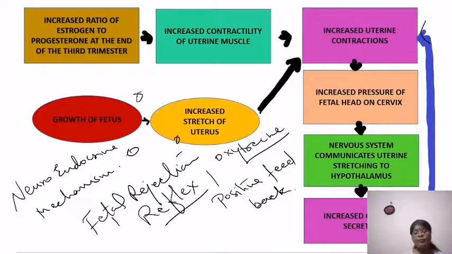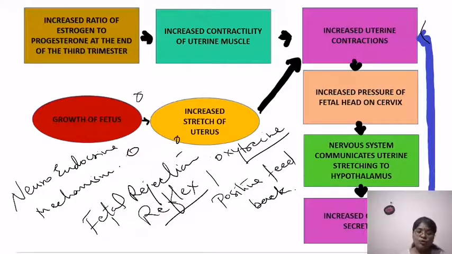Because in negative feedback, you should understand what is happening: the end product is inhibiting. Like here, what were increased estrogen and progesterone levels doing earlier? They were inhibiting the FSH and LH release. They were not causing more and more release, but here the end result is causing the release of more and more oxytocin. So this is called a positive feedback mechanism.